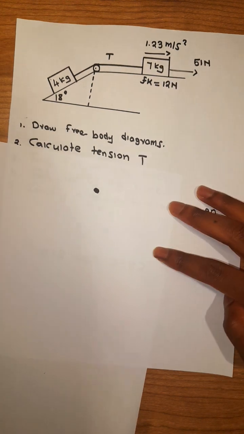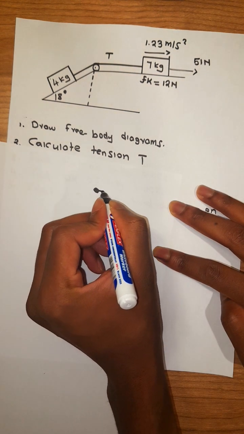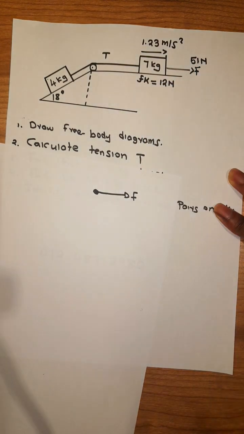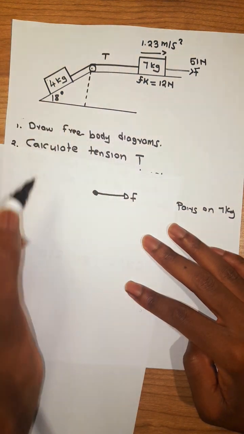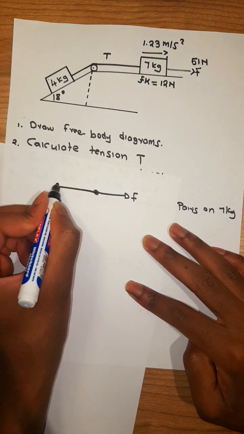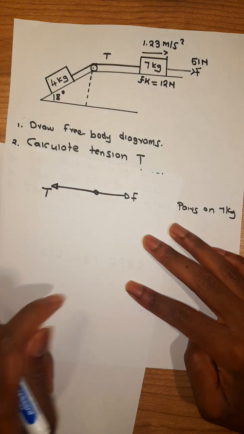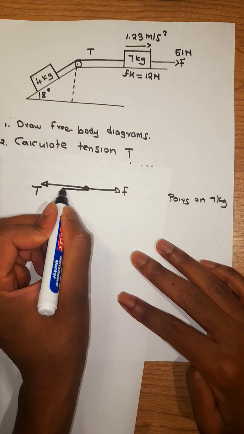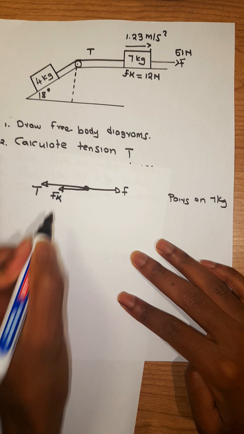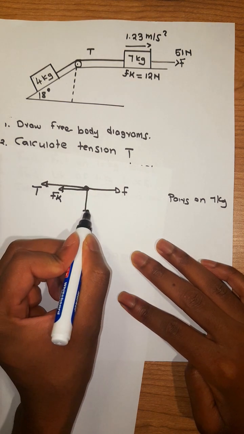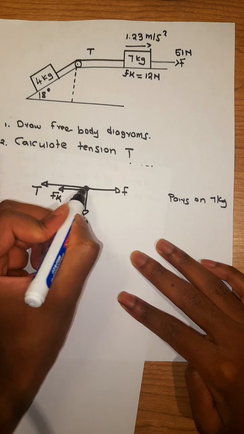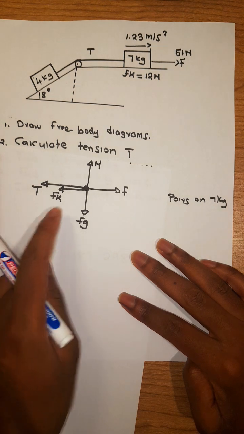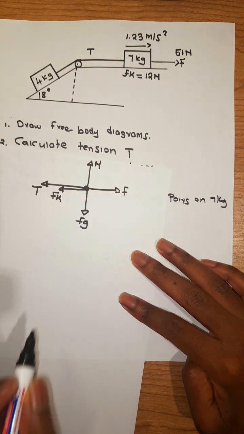But let's just start with the 7 kg block. How do you draw it? Well, you realize that you have the force F. You can just call this one the force applied, and it happens to be 51 newtons. You have the tension acting on the opposite side. This is just going to be the tension. You also have the kinetic frictional force acting on the opposite side, so you're going to have Fk. Always we're going to have Fg, or gravity, and you also have your normal force. This is N.